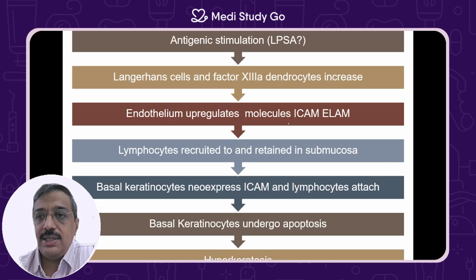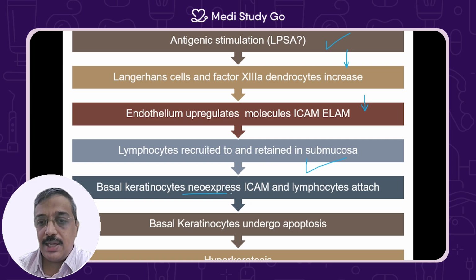So we don't know what this antigen is, hence the first step is that the Lichen Planus specific antigen, we couldn't identify it. But this will trigger an immune reaction using the Langerhans cell activity. The Langerhans cells will further regulate the molecules like the cell adhesion molecules, the intercellular adhesion molecules, or the endothelial leukocyte adhesion molecules. Now these two adhesion molecules, they attract more and more lymphocytes and they are recruited into the submucosa.